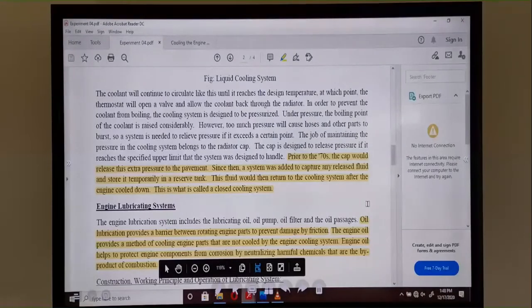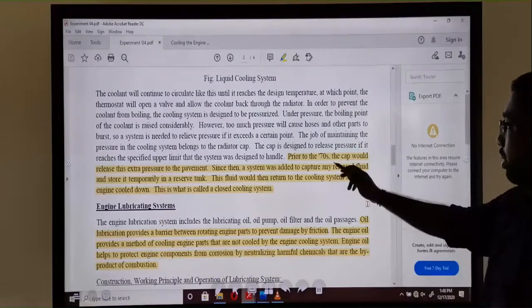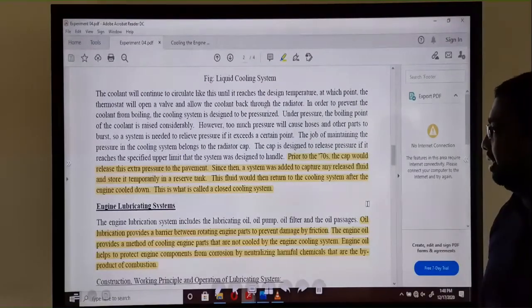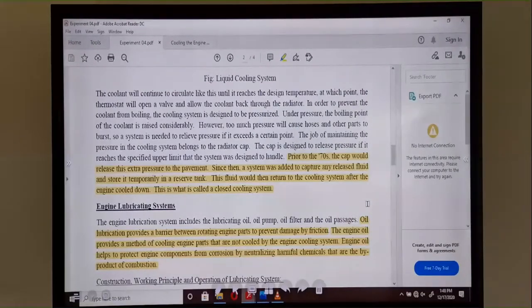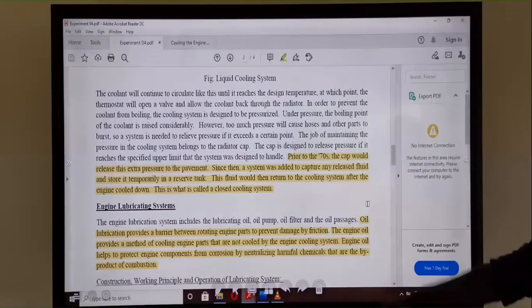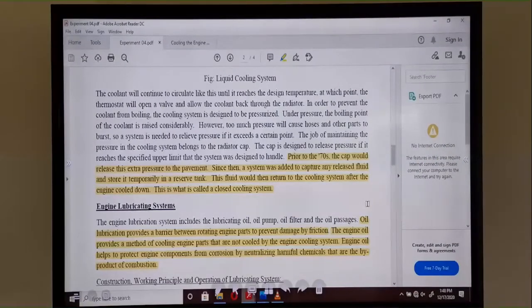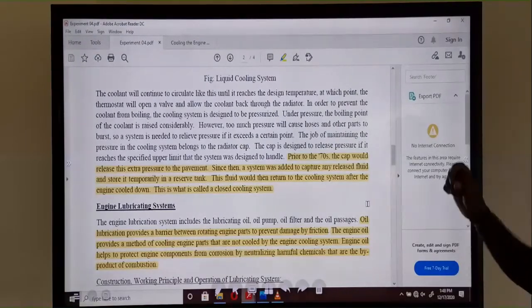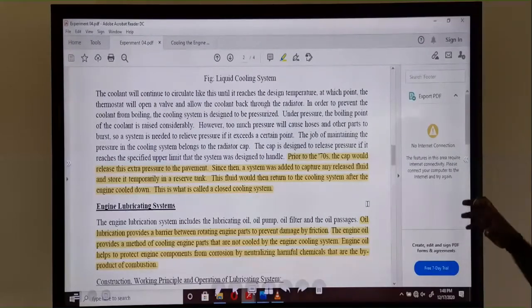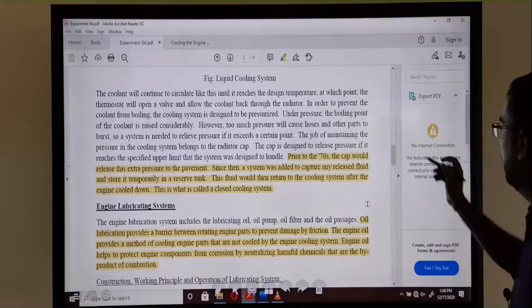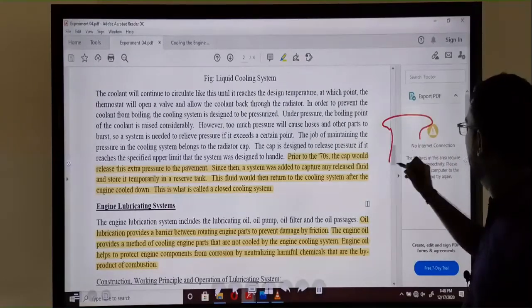We studied about the pressure cap. Before the 1970s, the cap was used differently, because now when there is a high pressure condition, the pressure cap releases the pressure to the expansion tank. But in vehicles before the 1970s, that extra pressure was released to the pavement. That means this is the pressure cap.